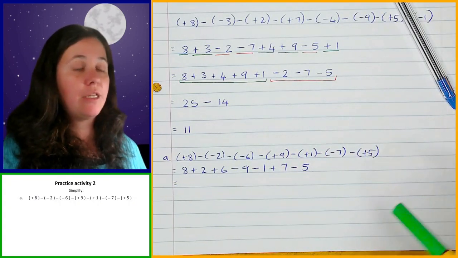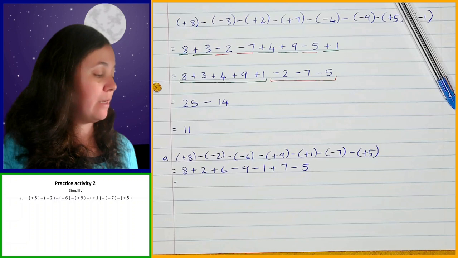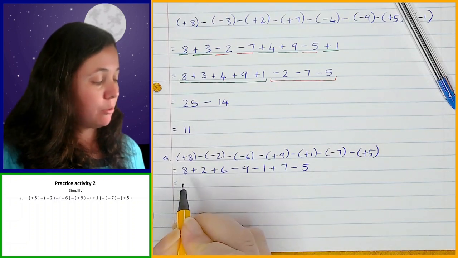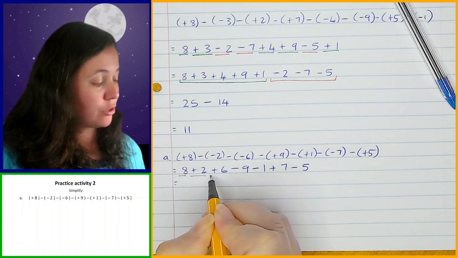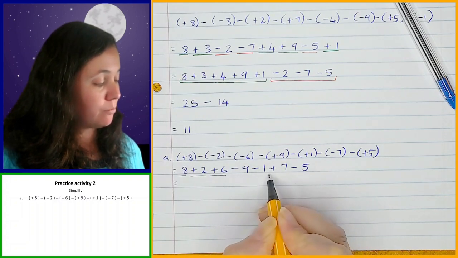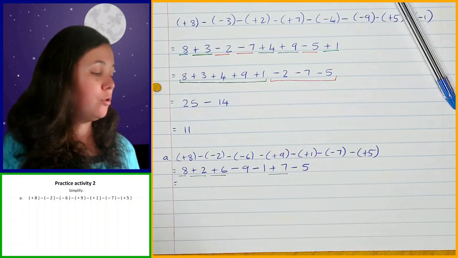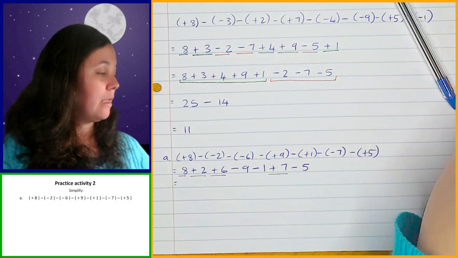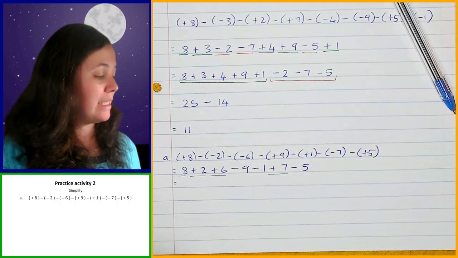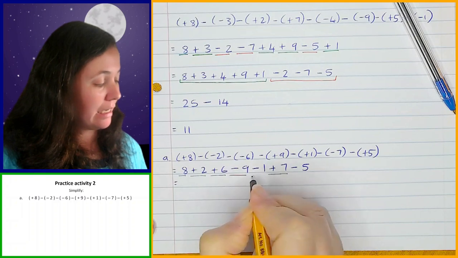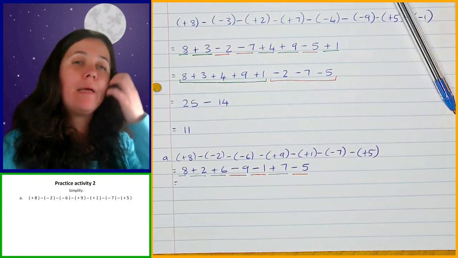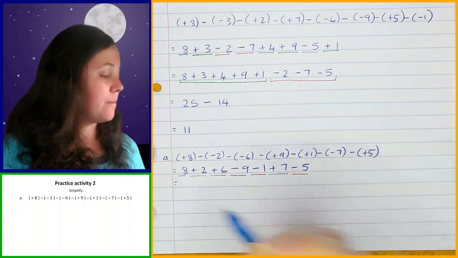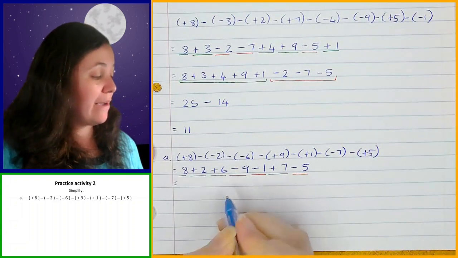Okay, once we've done that, we're then going to go and group all of our pluses and our minuses together. So I'm going to look for all of my positive numbers. So the 8 is positive, the 2 is plus 2, then I've got plus 6, and over here I've got plus 7. So I'm going to put all of those together, and I'm going to put all of my minuses together. So I've got minus 9 and minus 1 and minus 5. And remember, when I move them, I have to keep the sign with the number.